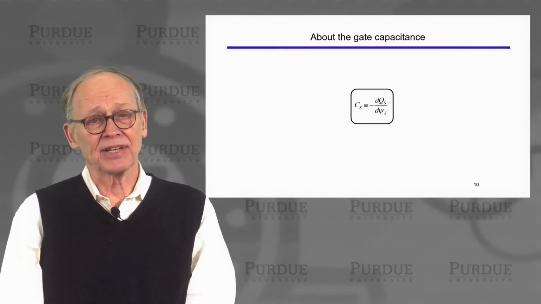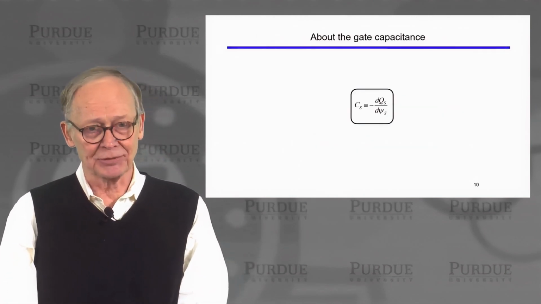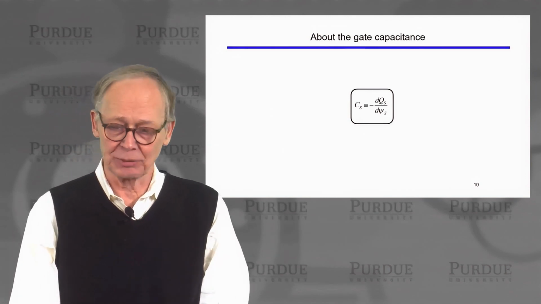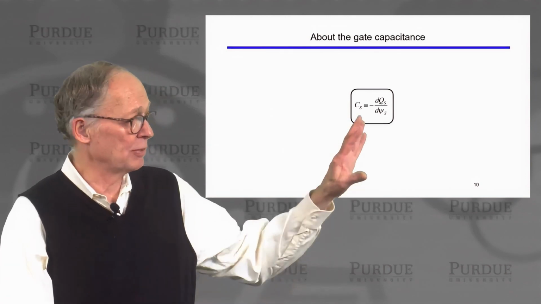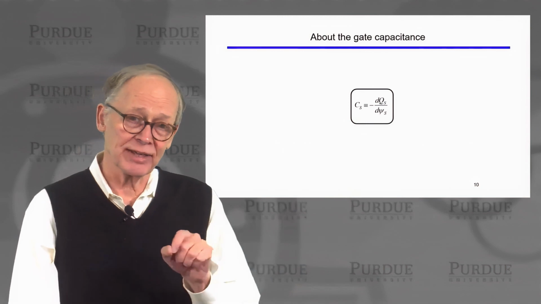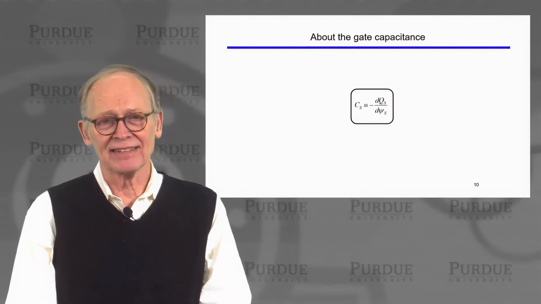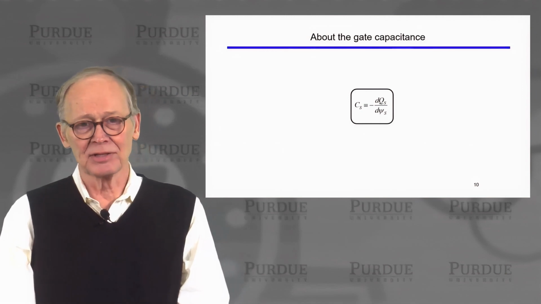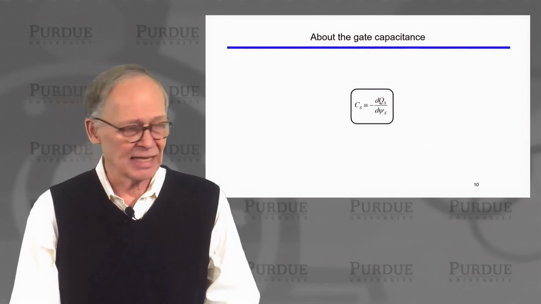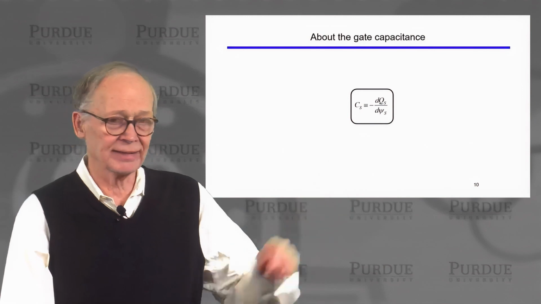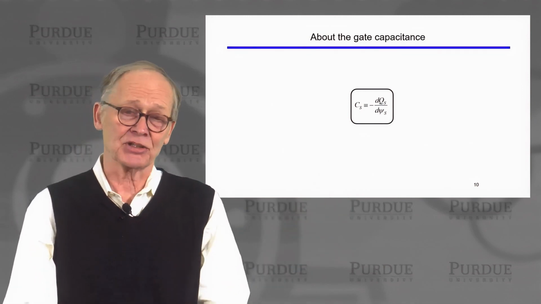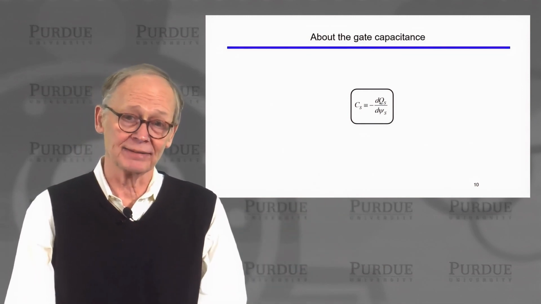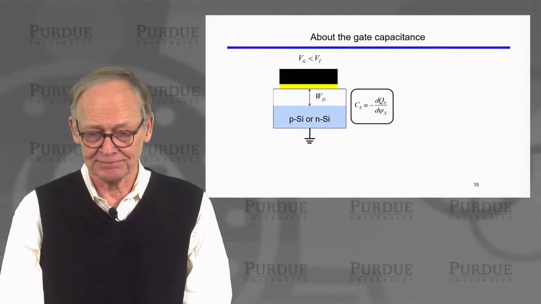So let's see if we can figure out why that happens. Why is the capacitance a little bit less? So I have to remind you that capacitance is charge divided by voltage. When we have a nonlinear capacitance, it's the derivative of charge with respect to voltage. And to get a positive capacitance, we have a negative sign out front there because the charge in the semiconductor is negative under inversion conditions.